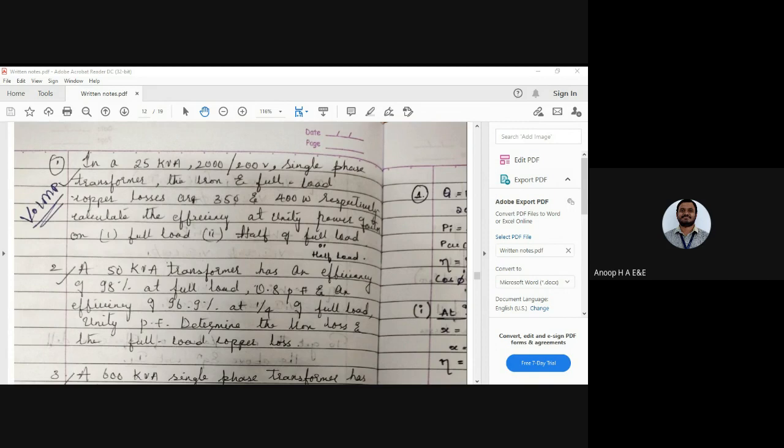So X is the fraction of the loading condition. We have X equal to 1 for full load, and X equal to 1 by 2 for half loading condition. Next you will be finding out the efficiency at half load and full load, with power factor equal to unity. Getting it right? Any doubts regarding anything? I'll give you the solutions now.